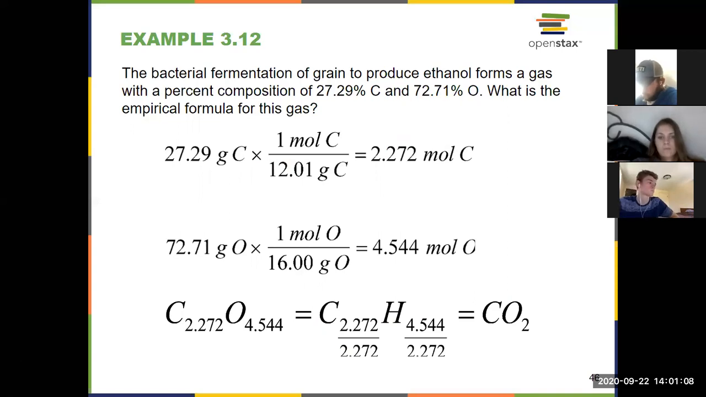Those are 2 different ways to find empirical formulas that really aren't different at all. Just if you're given percentages, assume 100 grams so that they become mass measurements. Okay. So hopefully that makes sense as well.